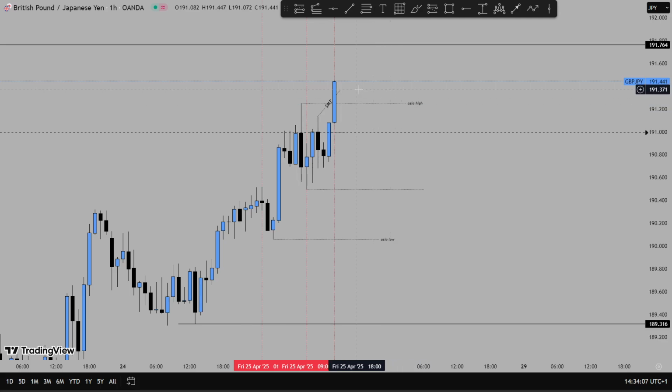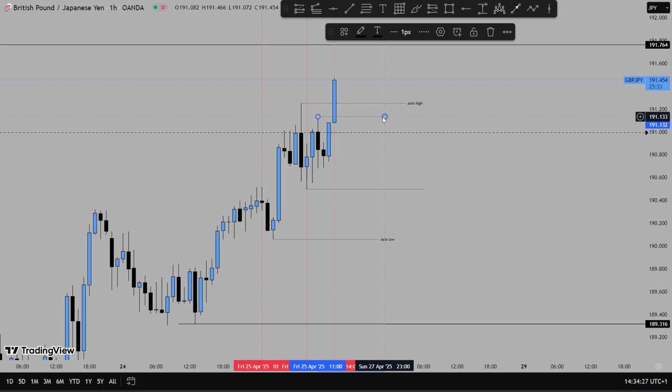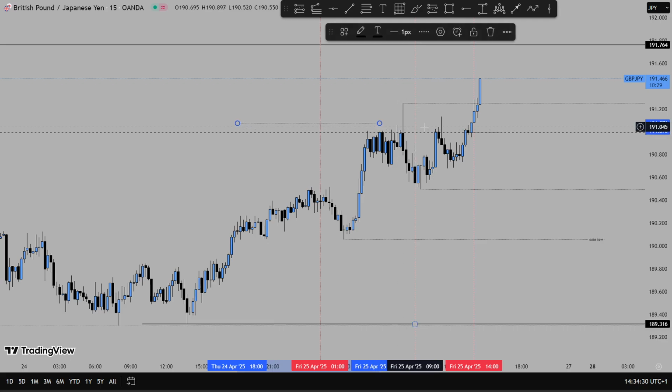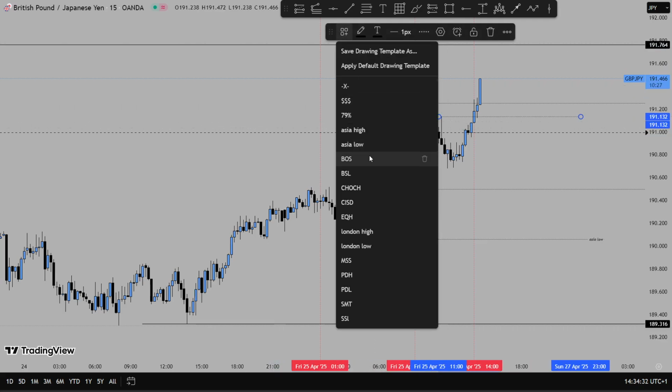A couple of minutes before this, I saw a bearish SMT on both pairs, on GBP/JPY and USD/JPY, but now it looks like we are invalidating that. We currently took out the Asian session highs and the London session highs. Let me scale down to see it properly. So we took out the Asian and the London session highs.